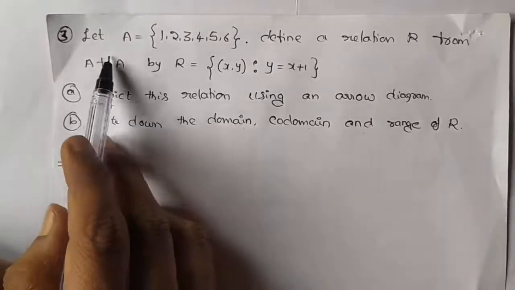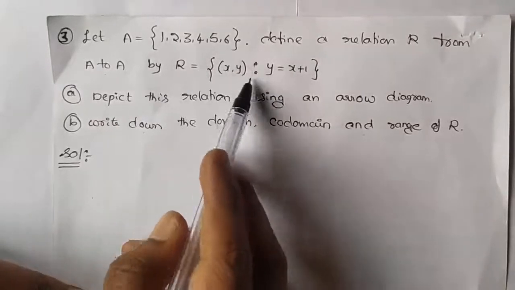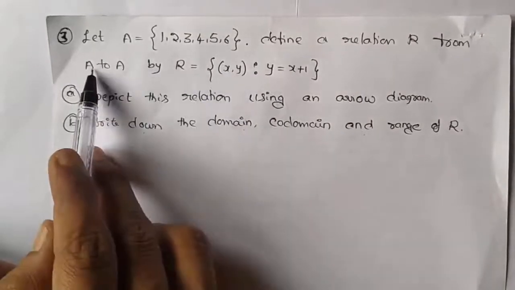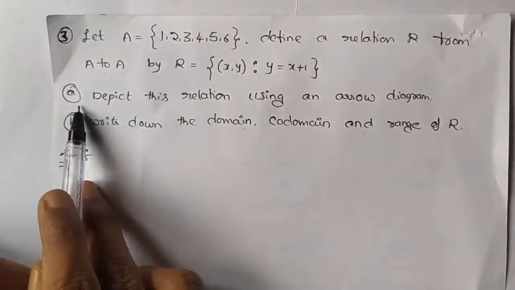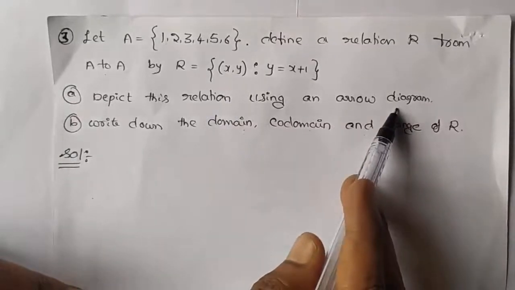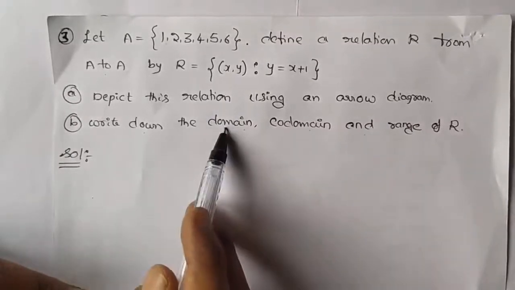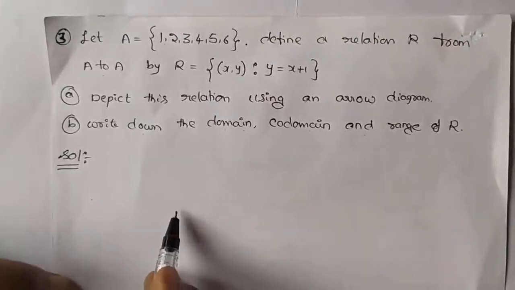Okay, once again, the set A is given and it defines one relation. That relation should be from A to A. The first sub-question is what? We have to represent this relation in an arrow diagram. The second question is what? We have to find the domain, codomain, and the range of the relation R.